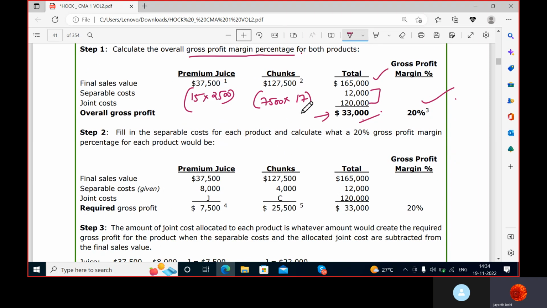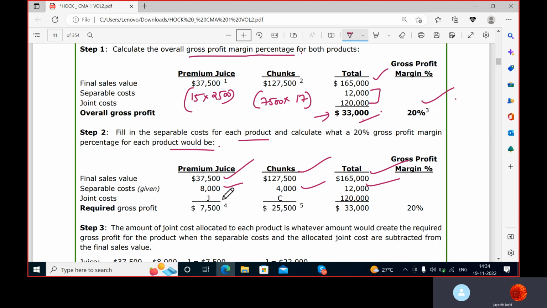So step one is nothing but to find out the gross profit margin percentage. That's step number one under the gross profit margin percentage method. The second step is to fill in the separable cost for each product and calculate what a 20% gross profit margin percentage for each product would be. So we took the premium juice sales value, chunks value, total. We took the separable costs, we took the total. Joint cost is what we have to apportion. Am I right?